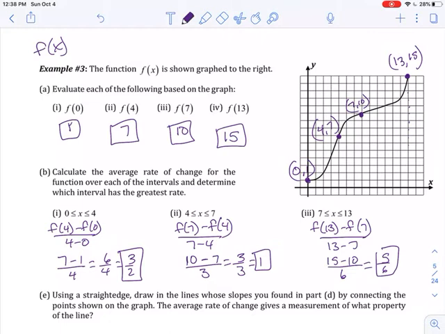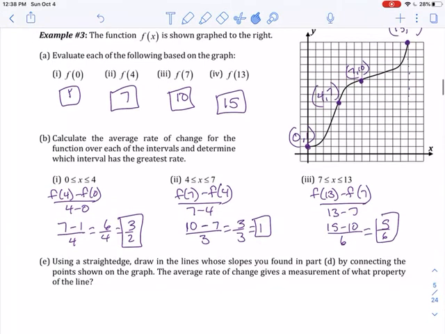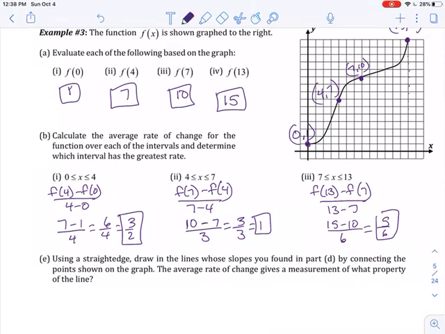Using a straight edge, draw on the line whose slope you found in part D by connecting the points shown in the graph. The average rate of change is a measurement of what property of the line? Okay, so the average rate of change or slope measures how steep the line is that connects the 2 points of the function. So let me draw that line, although it might be a little bit hard because I don't have a ruler here.